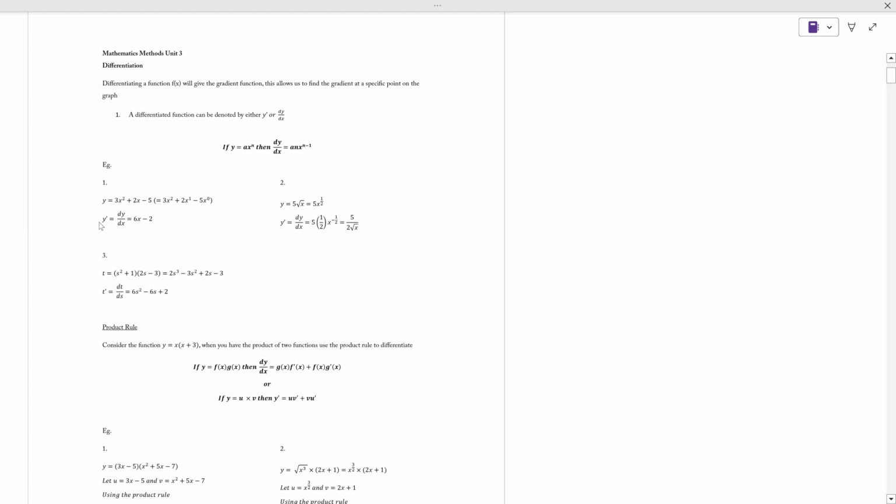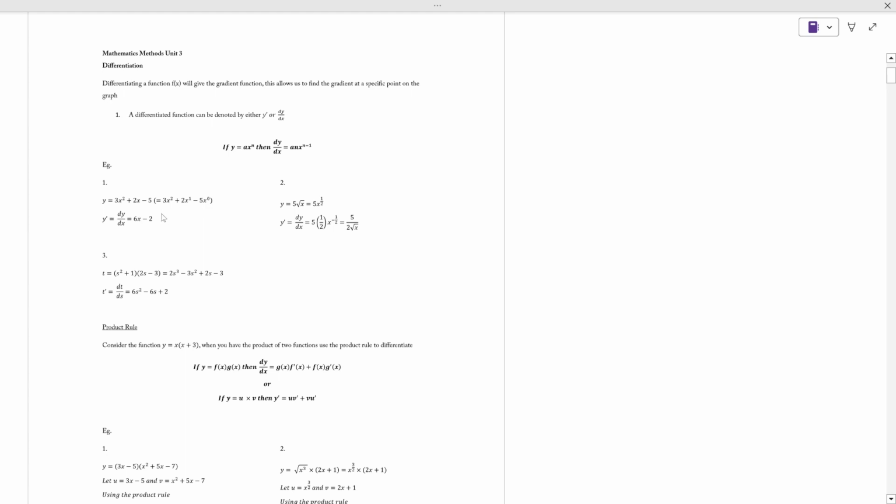So if you wanted to find the gradient function or the differentiated function, all you have to do is go y dash or dy/dx is equal to. What this rule basically means is that you're bringing down the power to the front and you're minusing it by 1. For example, if you look at 3x squared here, you're bringing that 2 to the front, so it's 3 times 2, which gives you 6. And then that power of 2, you subtract 1, so instead of power of 2, it'll be power of 1. That's why you're left with 6x, right?